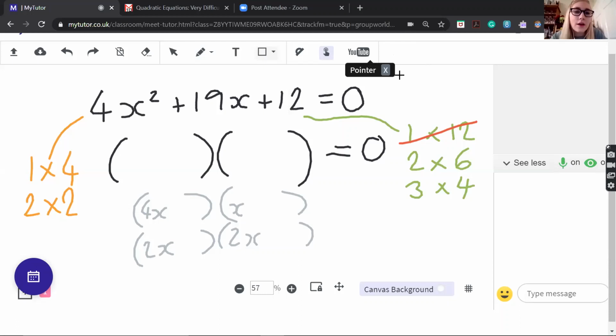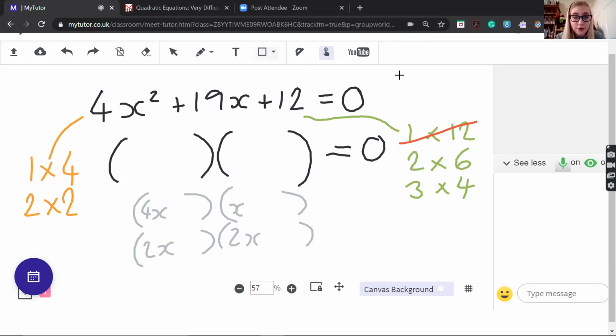So 19 is odd. So it can't just be the sum of 2 even things. If we put 2 times 6 in either of these, it's going to be the sum of 2 even things. Hopefully that makes sense. Obviously, you don't have to spot all of these tricks. You can just try all 12 options. No one's going to stop you. That's fine. These are just ways to make it a little bit quicker for you.